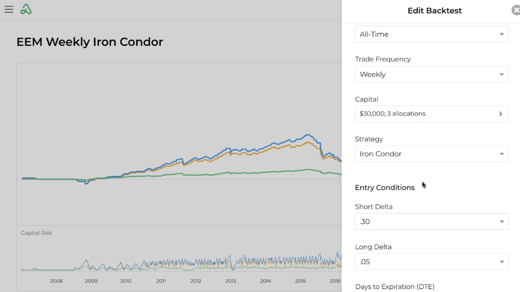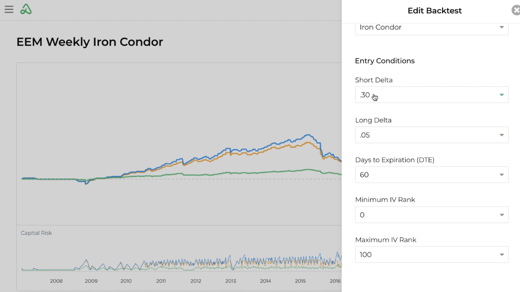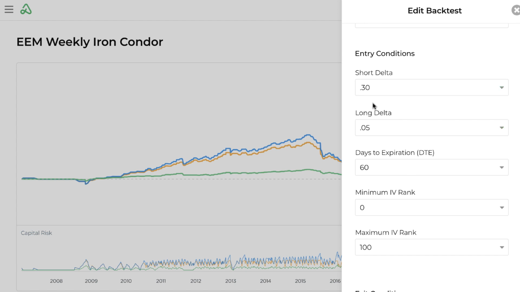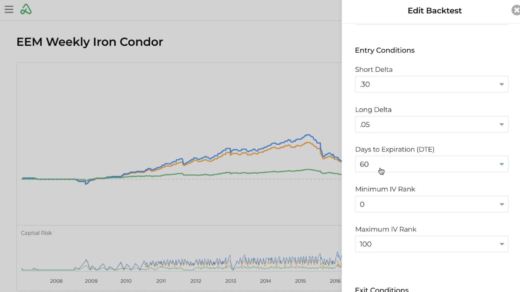The strategy that we ran was a simple iron condor strategy. We shorted the 30 delta legs on either side, and then we bought the long legs at a 5 delta. So a fairly wide iron condor. In this case, the wings could have been multiple strikes wide, depending on where the stock was at the time. We did this at 60 days to expiration. So again, we were entering a new position every week if there was room and capital allocation available, but we were selling the 60-day contracts. So we went out 2 months to sell the 60-day contracts to see how those would perform.